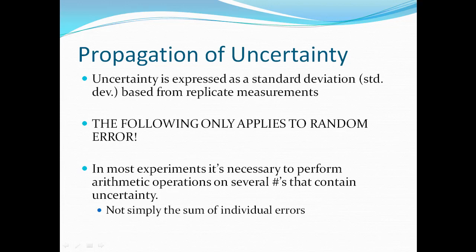Like I alluded to before, in most experiments, actually probably all experiments, you have uncertainty that's associated with the measurements that you make. And you have to take those uncertainties and do arithmetic operations with them that are special to the specific type of math that you're doing. For example, if you add or subtract, the rules are different. If you multiply and divide something, the rules are different. So it's not simply just adding the errors up and getting a total for the error. So we are going to learn how to manipulate those errors in different types of calculations.